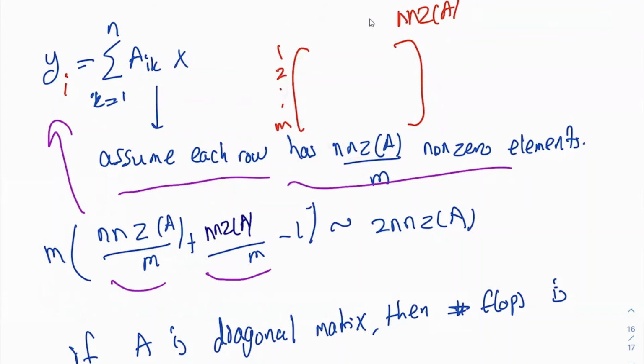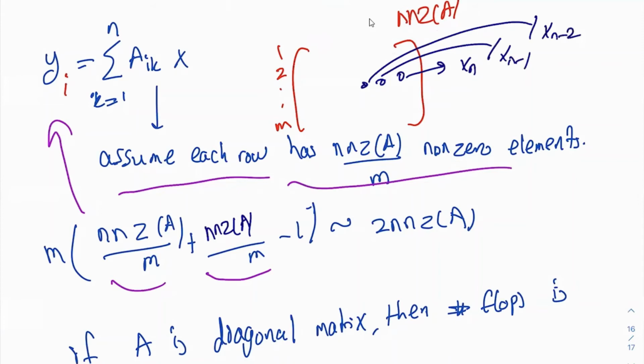Remember, when you multiply by 0, it's not a flop. So we are bounded by nnz, right? Whether x is 0 or non-zero doesn't matter. If the rows contain some zeros, for example, when you multiply this one by x1, this is not a flop. You multiply this one by x(n-1), this is not a flop. You multiply this one by x(n-2), this is not a flop. So you only care about the number of non-zero elements of A. And we consider the general case of A, actually.